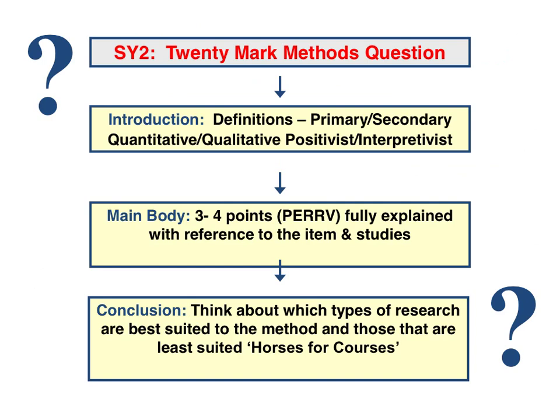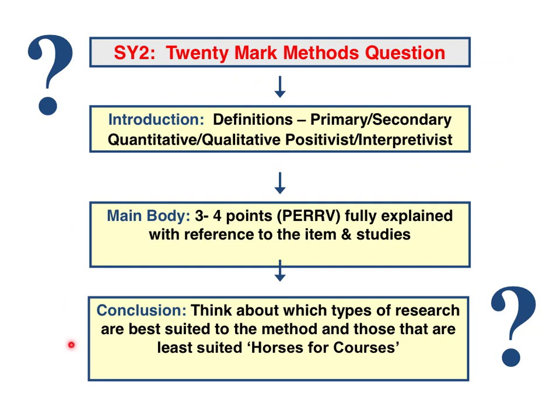So this diagram summarises the best way of structuring an answer to a 20-mark methods question. So begin with an introduction where you clearly define the research method or the research design, then the main body of your mini essay, and try to make between about 3 to 4 key points that are fully explained and linked either to the item or other pieces of research that you've learned before going into the exam.